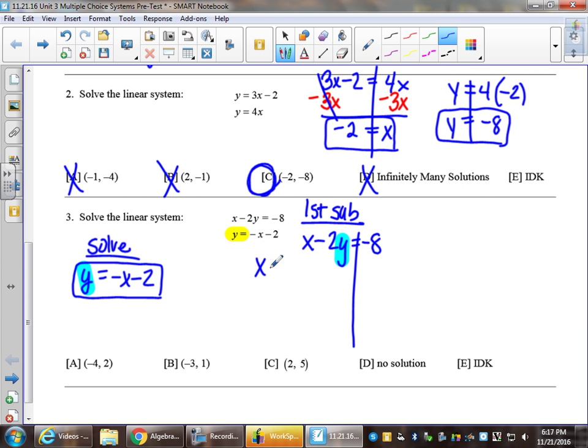Housekeeping, move over a little bit. That way you have space. And now inside parentheses, we will substitute in negative x minus 2. And then equals negative 8 is still here. This entire equation is in terms of x.